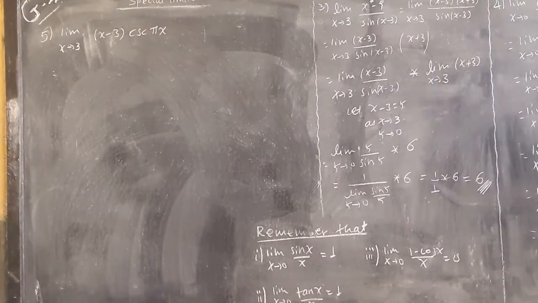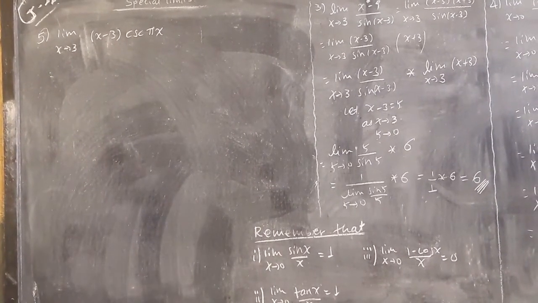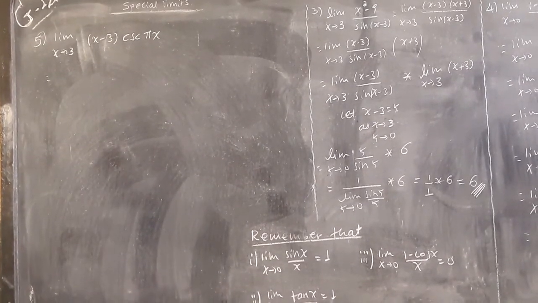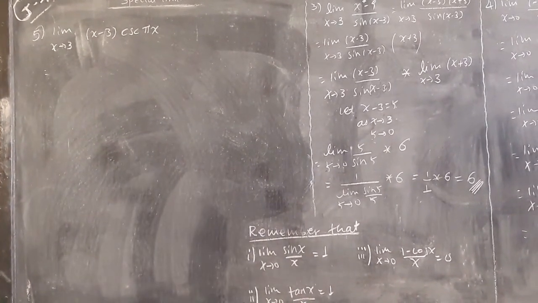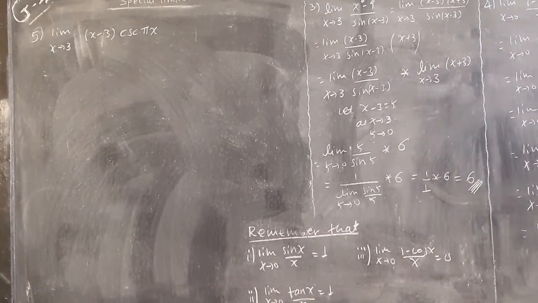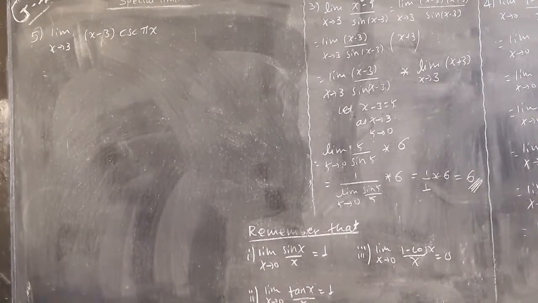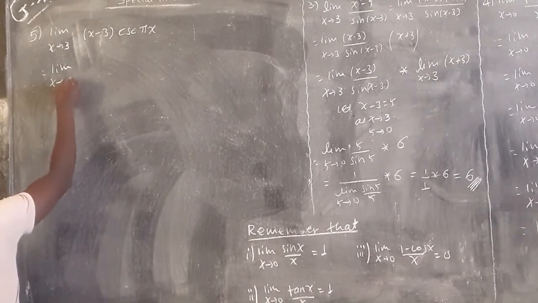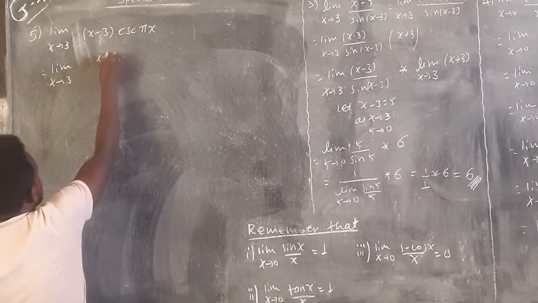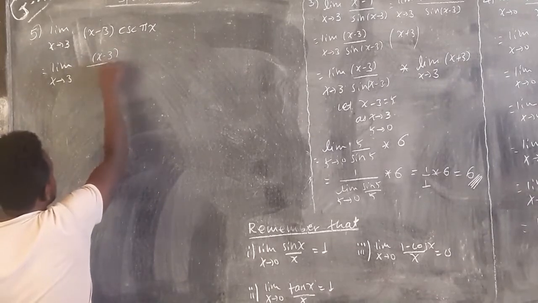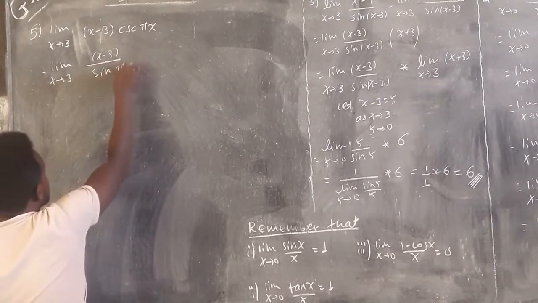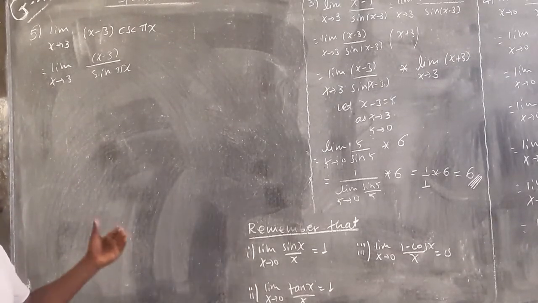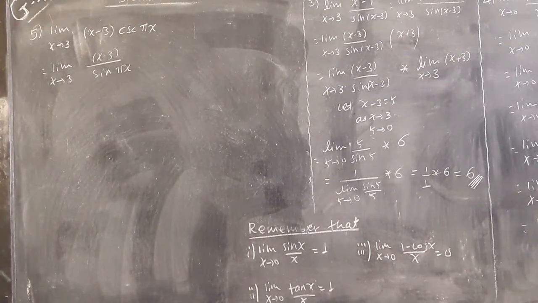Okay, the last example is the limit of x minus 3 times cosecant of pi x as x approaches 3. Remember that cosecant is the reciprocal of the sine function. So we can rewrite this as the limit as x approaches 3 of x minus 3 over sine of pi x, since the sine function is the reciprocal of the cosecant function.